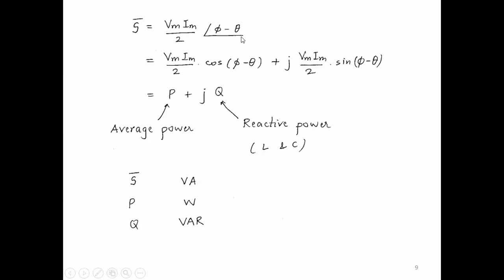We can write this as the real part plus j times the imaginary part. The real part is Vm Im by 2 cos(phi minus theta), plus j Vm Im by 2 sin(phi minus theta). The real part of the complex power is actually the average power, and the imaginary part is often called the reactive power. The reactive power is the power that is delivered and taken back from inductors and capacitors. It is not really consumed. It is the power that goes back and forth between the source and the inductor and capacitor.